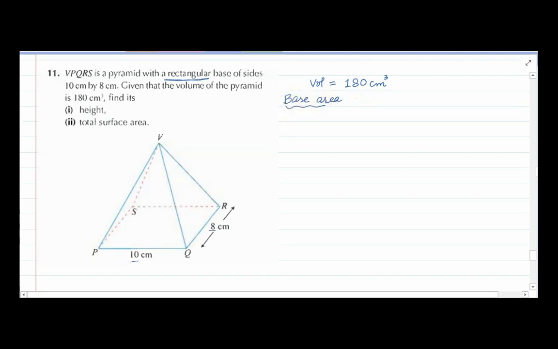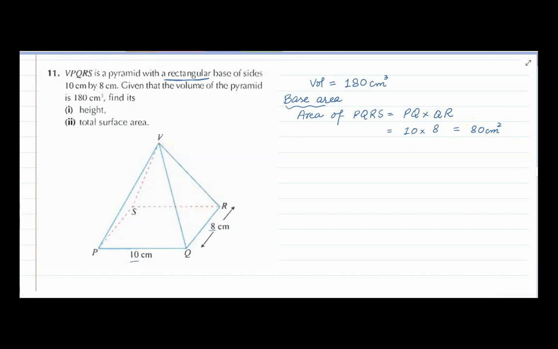Base area. So the area of PQRS is equal to base multiplied by length, that means PQ multiplied by QR. The value of PQ is known, that is 10, multiplied by the value of QR, which is 8, that means we have a base area of 80 centimeter square, right?